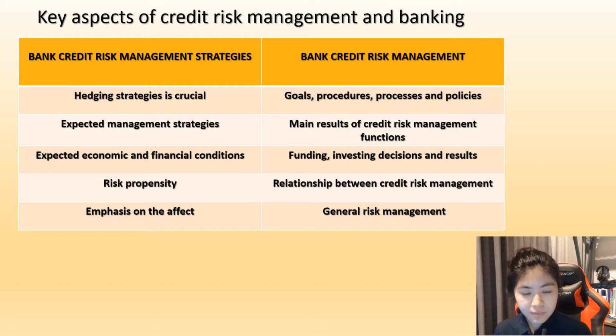Besides, the explanation of bank credit risk management requires the disclosure of risk management goals, procedures, processes, and policies, a description of the main results of new credit risk management functions, an analysis of the key drivers of bank credit risk and their impact on funding, investing decisions, and results. A description of the relationship between credit risk management and bank general risk management issues is also needed.